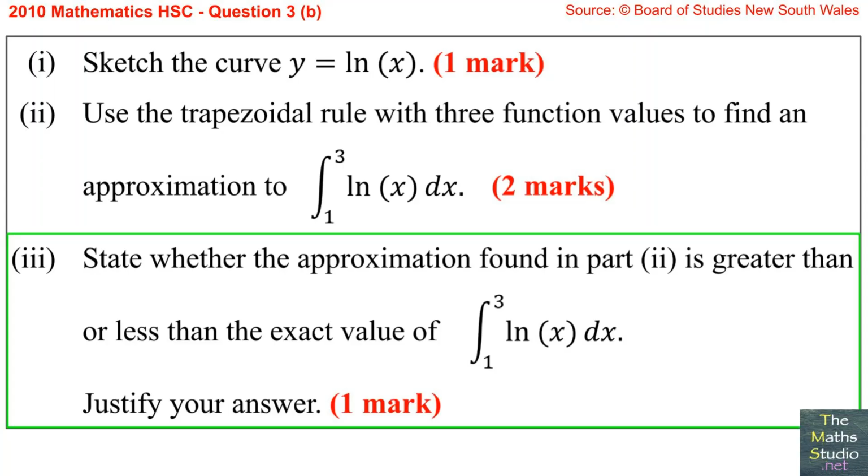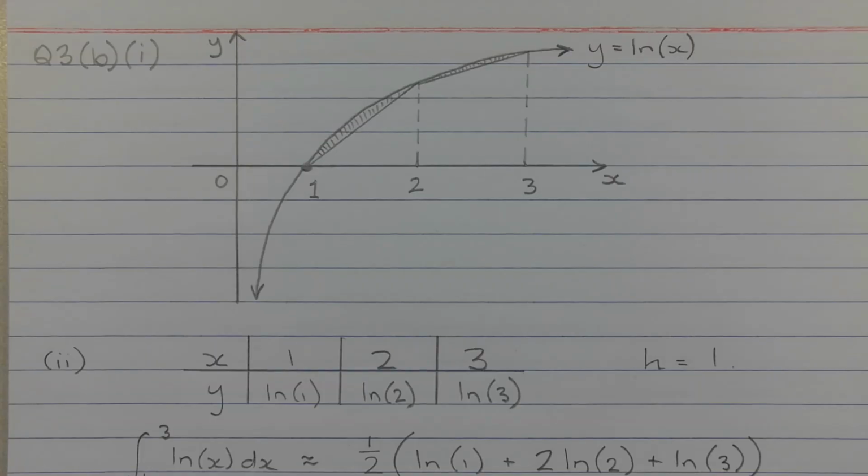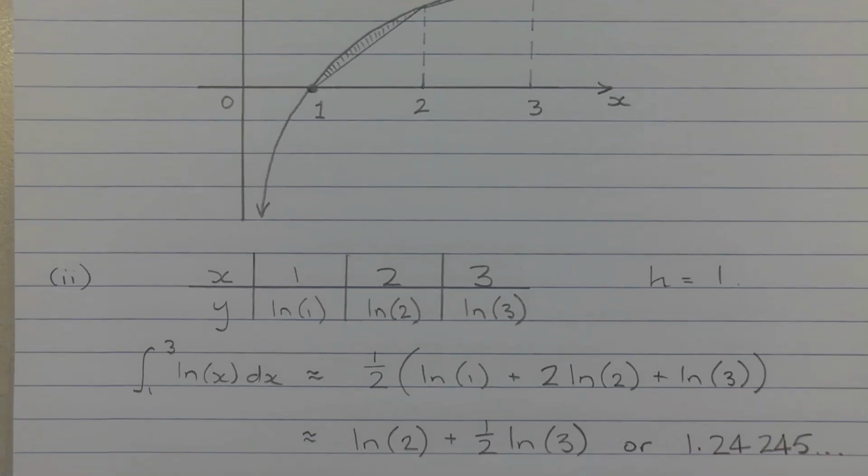Part 3. State whether the approximation found in Part 2 is greater than or less than the exact value of the integral of ln x dx from x equals 1 to x equals 3. Justify your answer. From the graph sketched in Part 1, the two trapezia lie under the curve y equals ln x from x equals 1 to x equals 3. Hence the approximation found in Part 2 is less than the exact value of the integral from x equals 1 to x equals 3 of ln x dx.